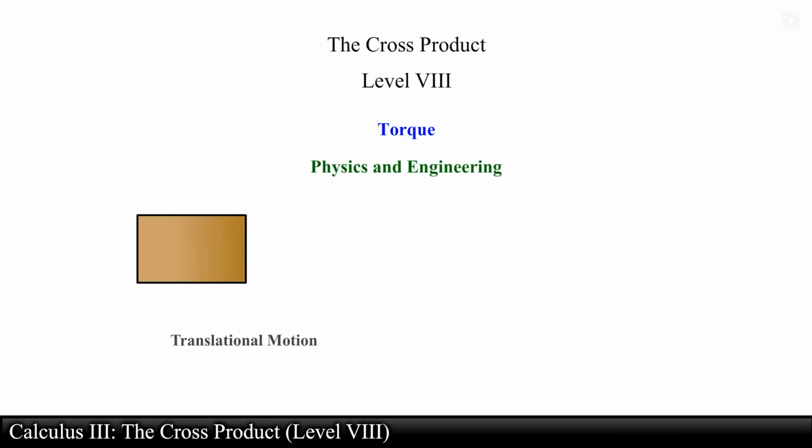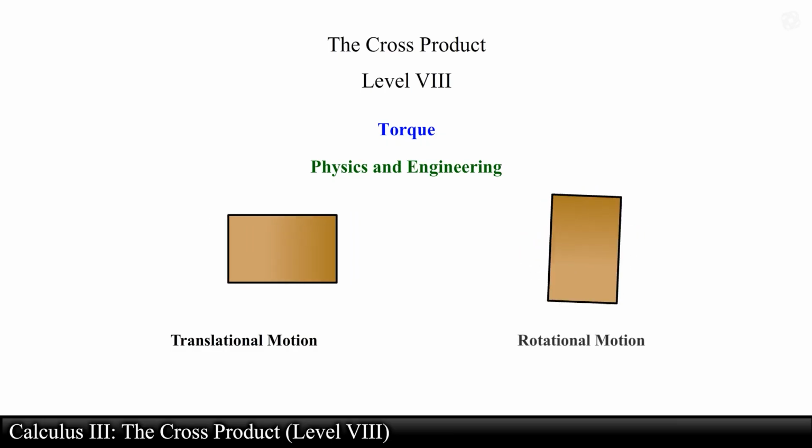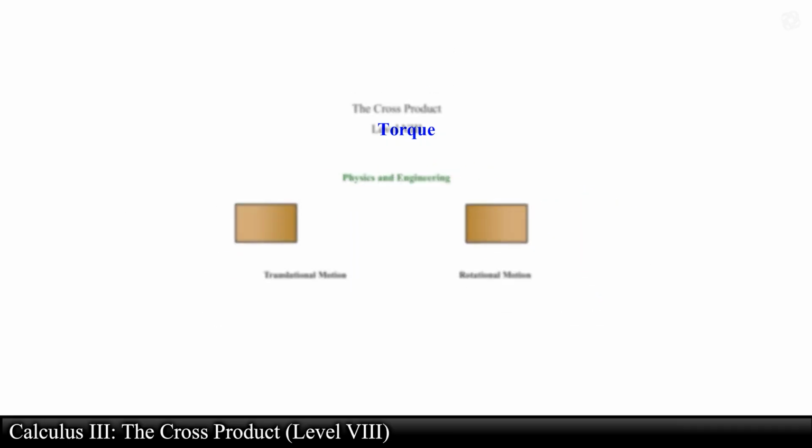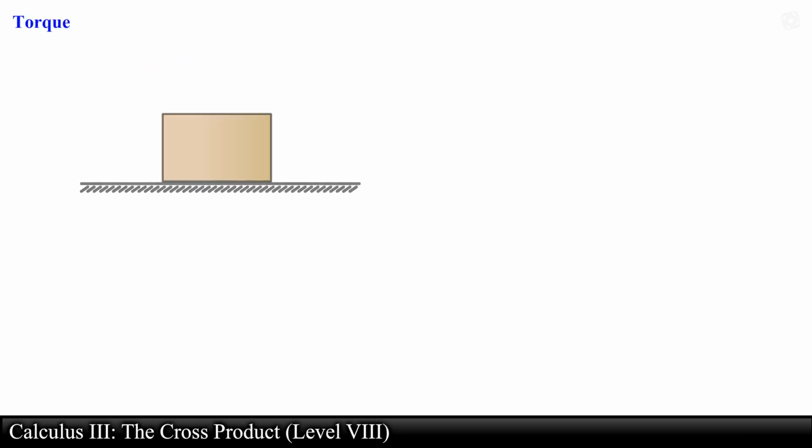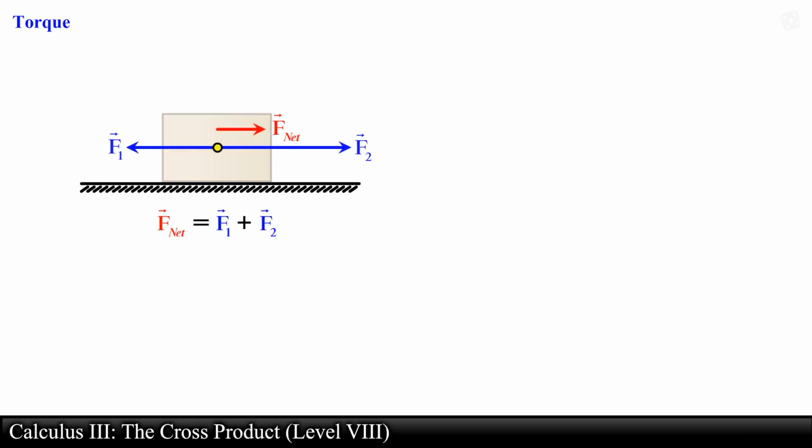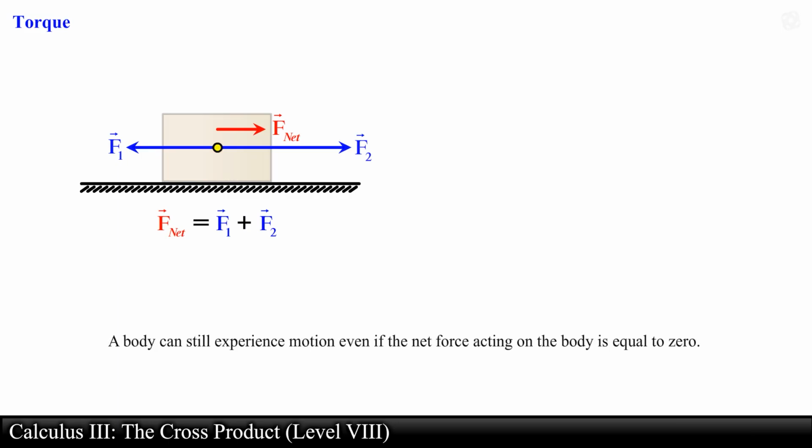The cross product, level 8. In this video, we will go over one final application of the cross product. In the fields of physics and engineering, a body can have both translational and rotational motion. Recall from a previous video that the net force applied to a body causes the body to accelerate in a particular direction. It turns out that a body can still experience motion even if the net force acting on the body is equal to 0.